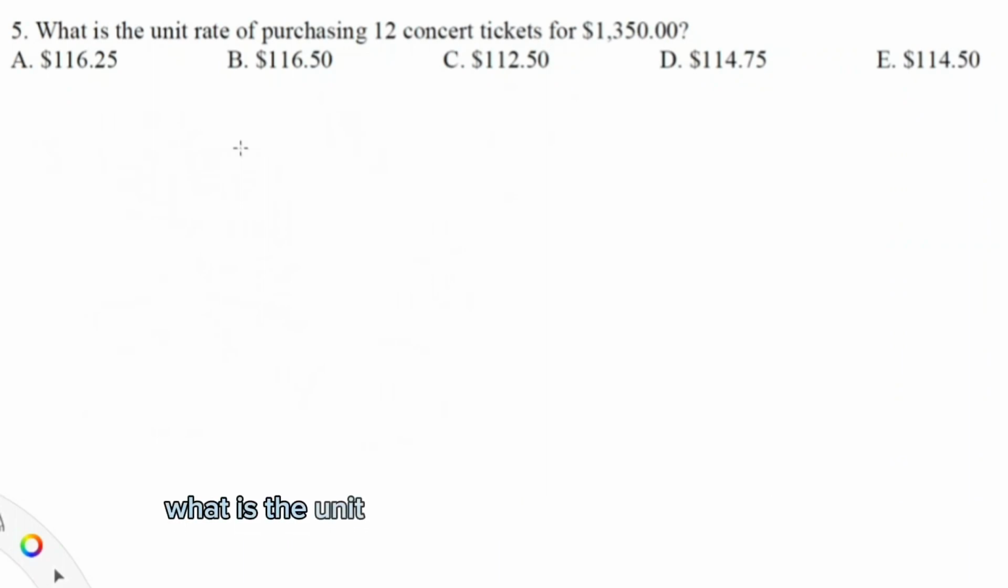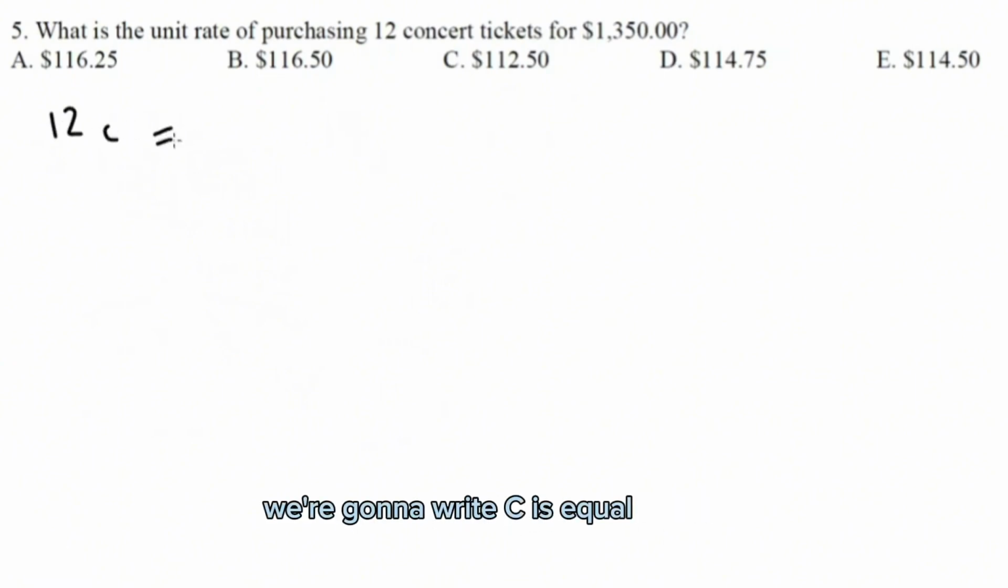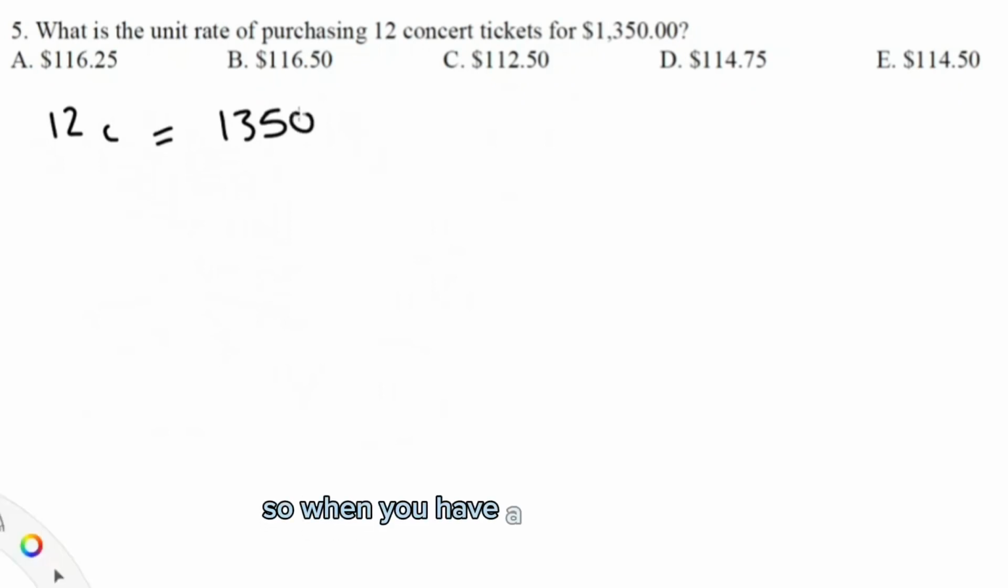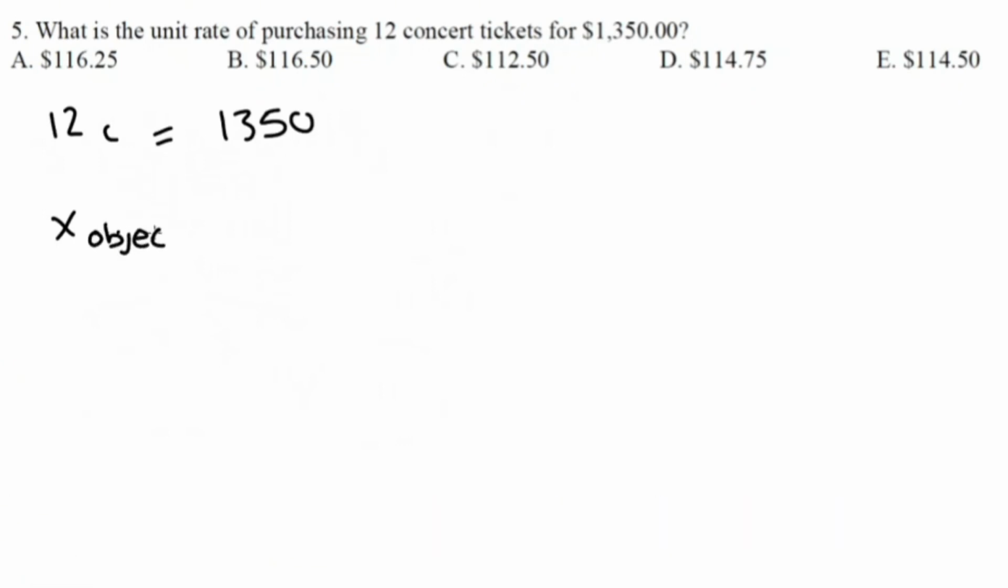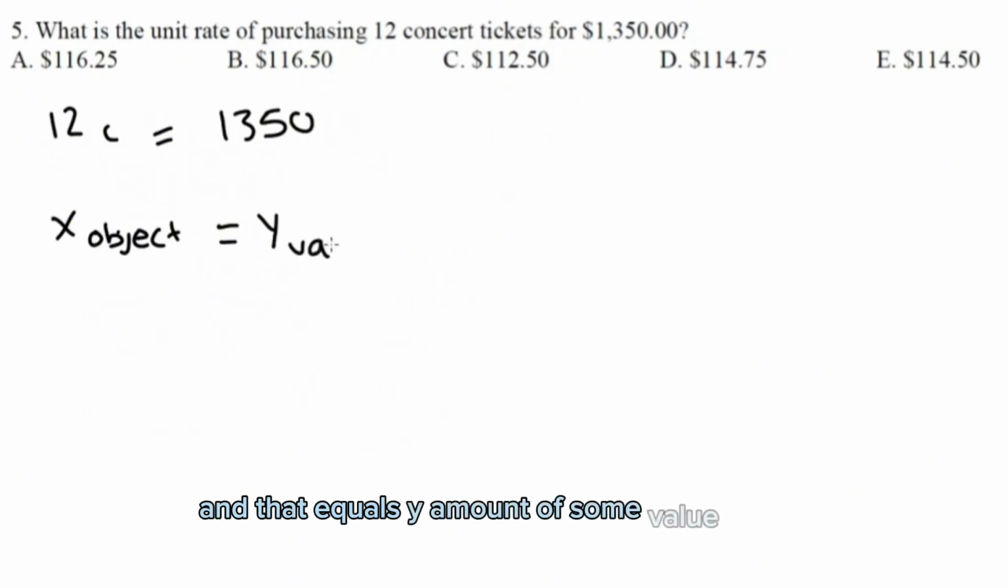Next, what is the unit rate of purchasing 12 concert tickets for $1,350? Alright, so first we need to find out what the unit rate means. So in this problem, we're given 12 concert tickets. We're going to write C is equal to 1,350. So when you have a problem like this, they're going to give you X amount of a certain object. We're going to write object, and that equals Y amount of some value.